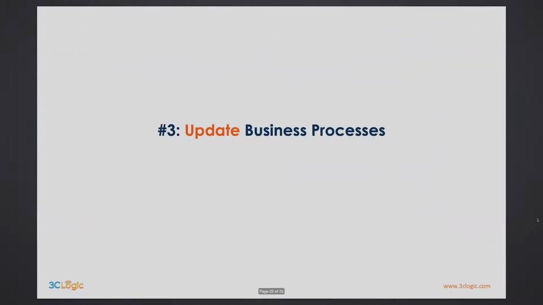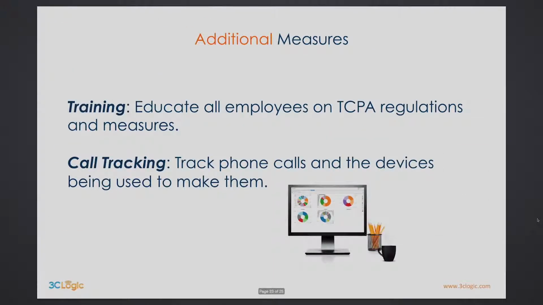Another key thing that you can do is update your business processes. Make sure that you are being prepared for the eventuality of a potential lawsuit. Key things to remember: technology is an important tool, but it's only a tool. People, your agents in the call center, the people making the calls, are your best line of defense or your biggest liability.